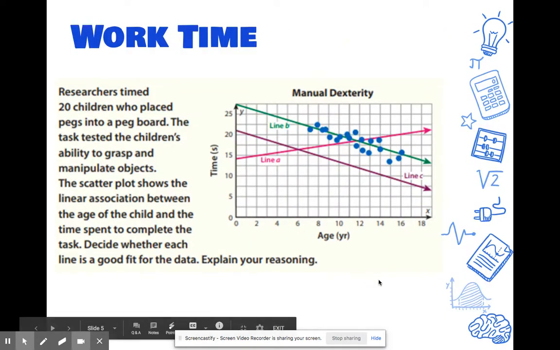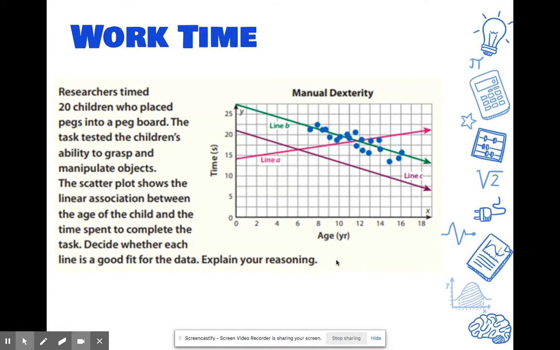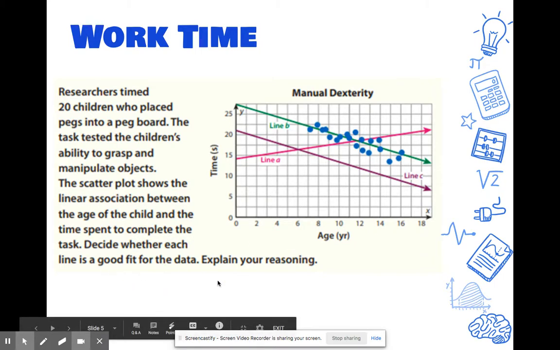So now let's think about this. Researchers timed 20 children who were placing pegs into a pegboard. The task tests the children's ability to grasp and manipulate the objects. The scatter plot shows the linear association between the age of the children and the time spent to complete the task. Decide whether the line is a good fit for the data and explain your reasoning.